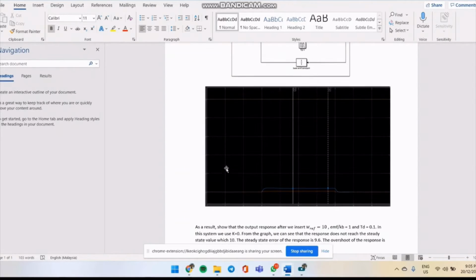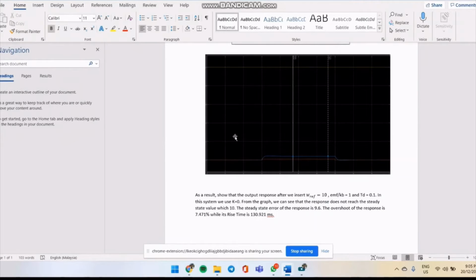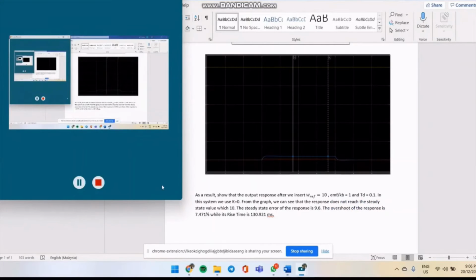In the system, we use K equal to 0, and from the graph you can see that the response does not reach the steady state value, which is 10. There should be values beside the graph, but I only print screened the graph. So we get the steady state error of the response is 9.6, the overshoot of the response is 7.471%, while its rise time is 130.921 ms. Okay, that's all for this question. Thank you.